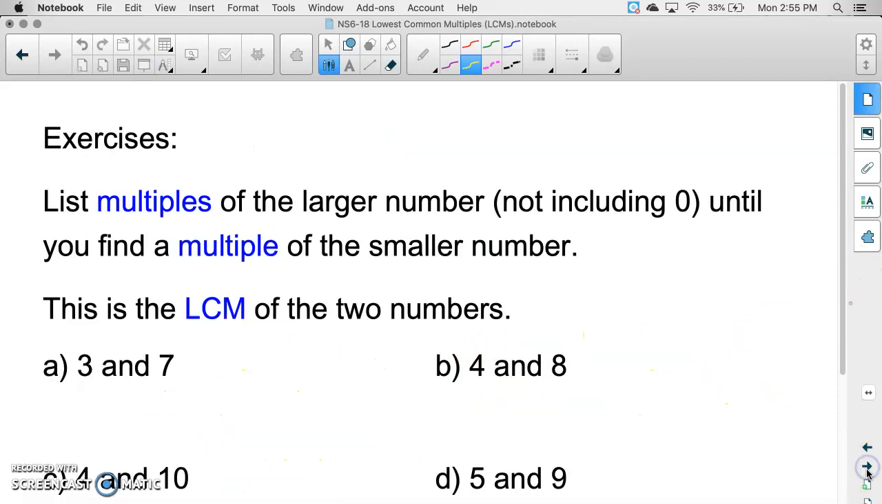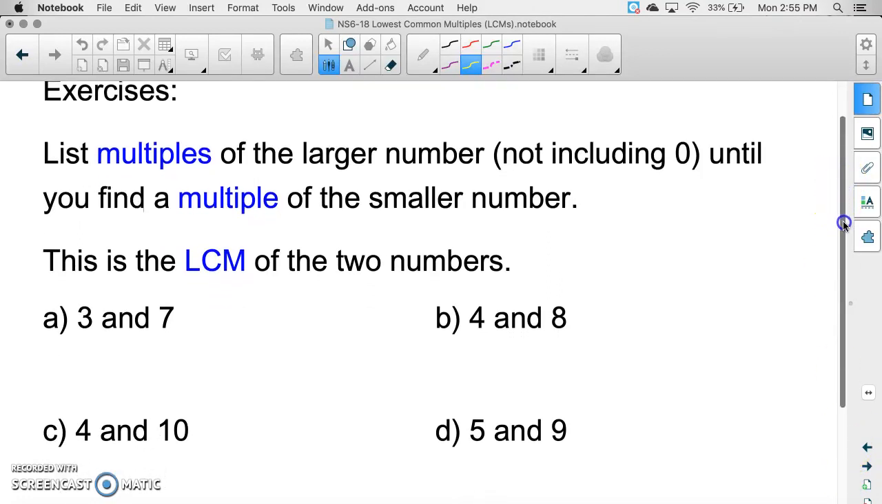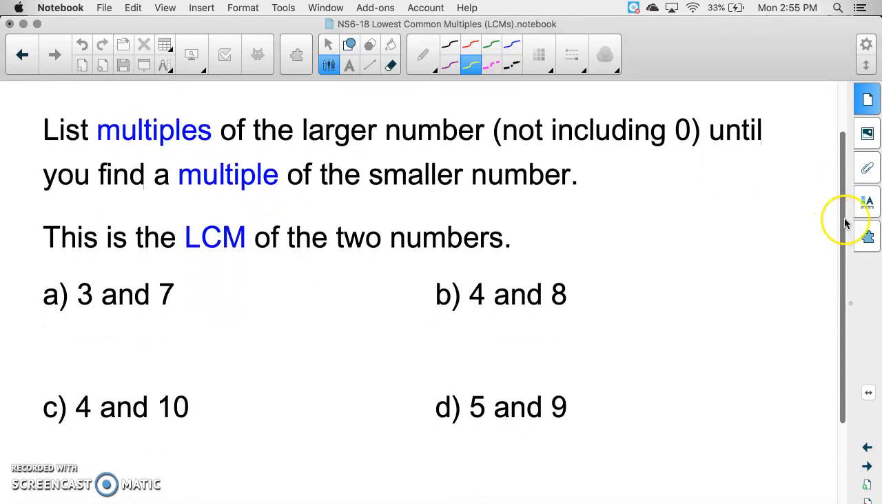So this is where it becomes really useful to know your times tables. If you know your times tables, you don't really need to skip count to decide if a number is a multiple of another number. But here's a few more practice ones that you could practice on your whiteboard. List multiples of a larger number, not including 0, until you find a multiple of the smaller number. So you're going to always start with the bigger number to find the common multiples. When you're done, resume your screencast.